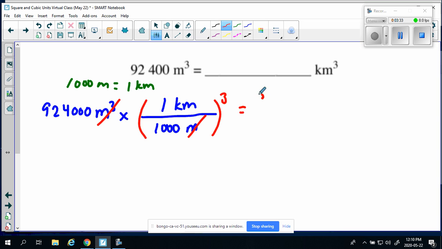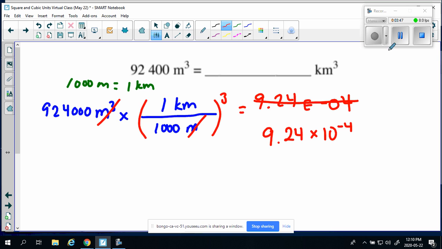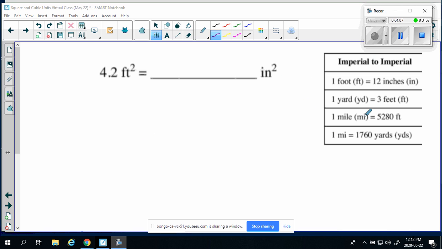And it's giving me 9.24 E negative 04 in my calculator. But we do not write it like that. You should write it times 10 to the negative 4, like so. So the answer is 9.24 times 10 to the negative 4. Actually, this was a mistake because there were only 2 zeros to begin with. So actually, if you punch this in, it should be negative 5. There we go.